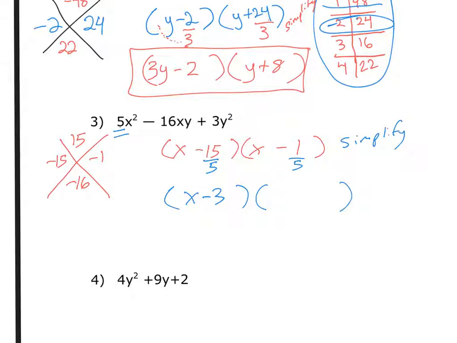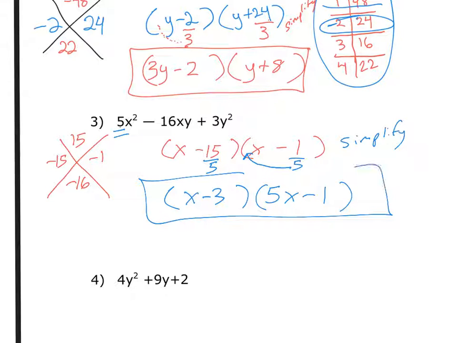What happens to this 5? Right here, what happens to this 5? Perfect. Goes right in front. So you get 5x minus 1. Perfect. You are done. You guys aren't playing around now. You got it. All right, number 4.